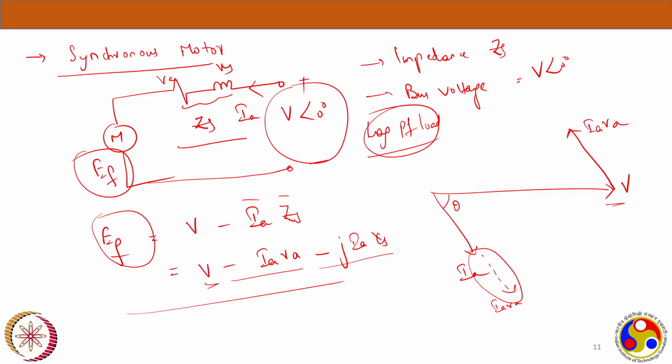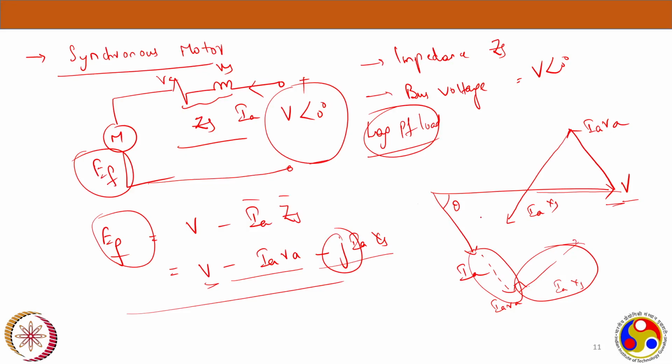Okay, and then we have this Ia excess, which will be at 90 degrees. The axis will have exactly 90 degrees from the Ia phase. So if this is Ia and this is Ia excess, again we have to subtract this from V to get the E. So V minus Ia Ra and minus Ia excess. This will be exactly something like this, perpendicular to here.